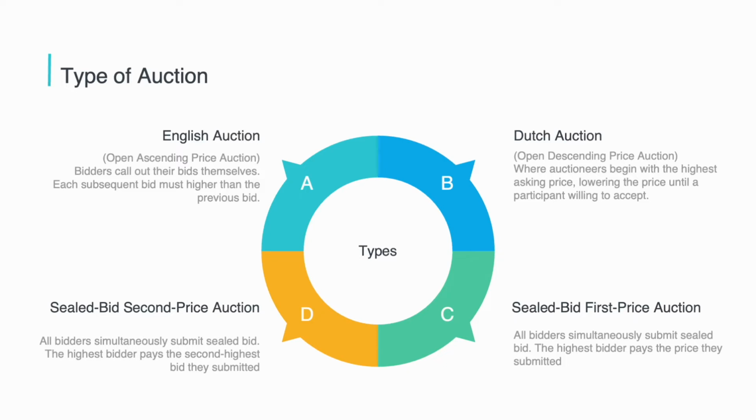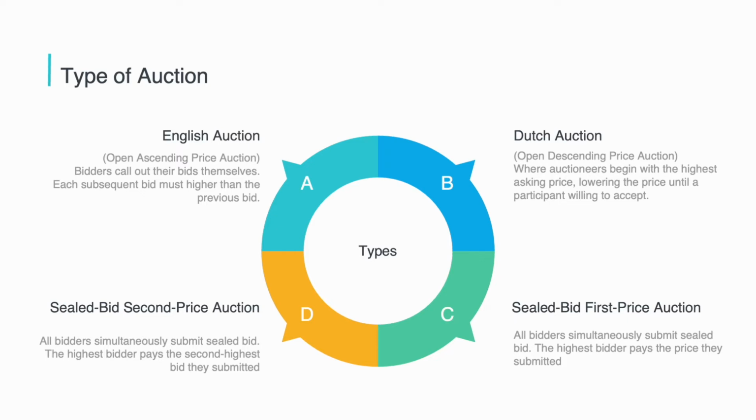And the second one is the Dutch auction. It is also called open descending price auction, where by using this method, auctioneers begin with the highest auction price and gradually lower the price until a participant is willing to accept.